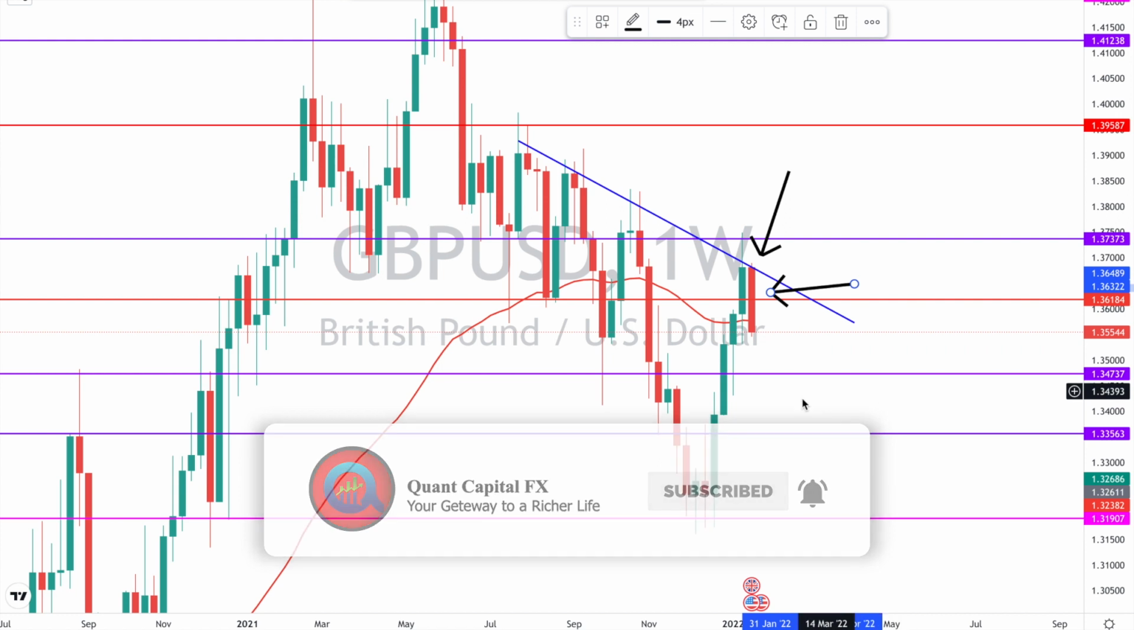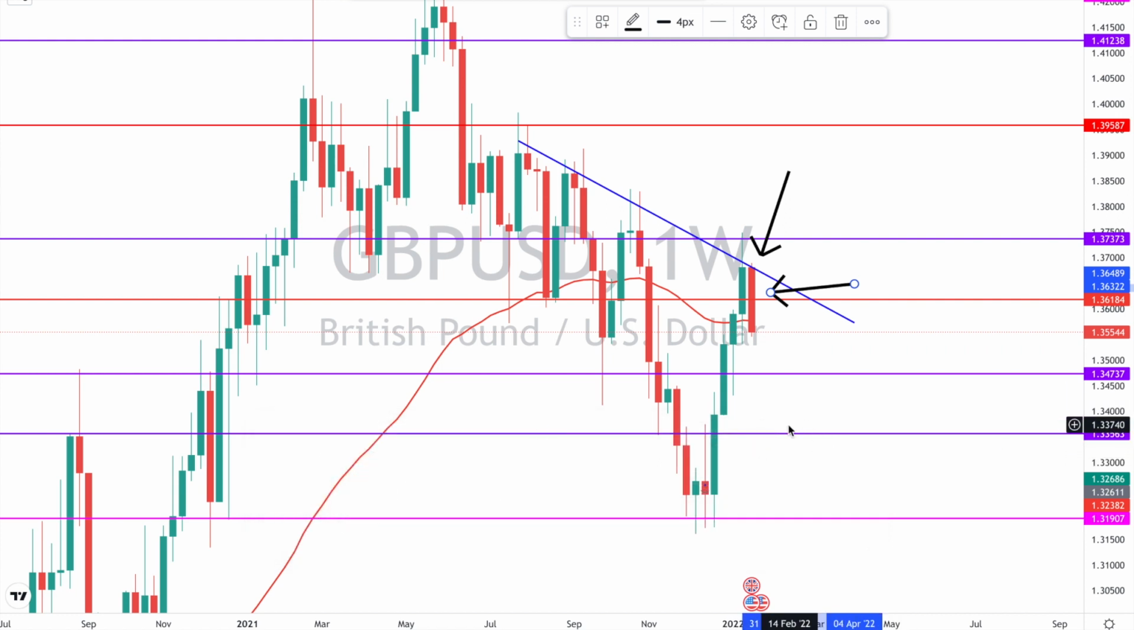However, considering this previous strong uptrend, we cannot establish a bearish bias because this move could only be a reaction.